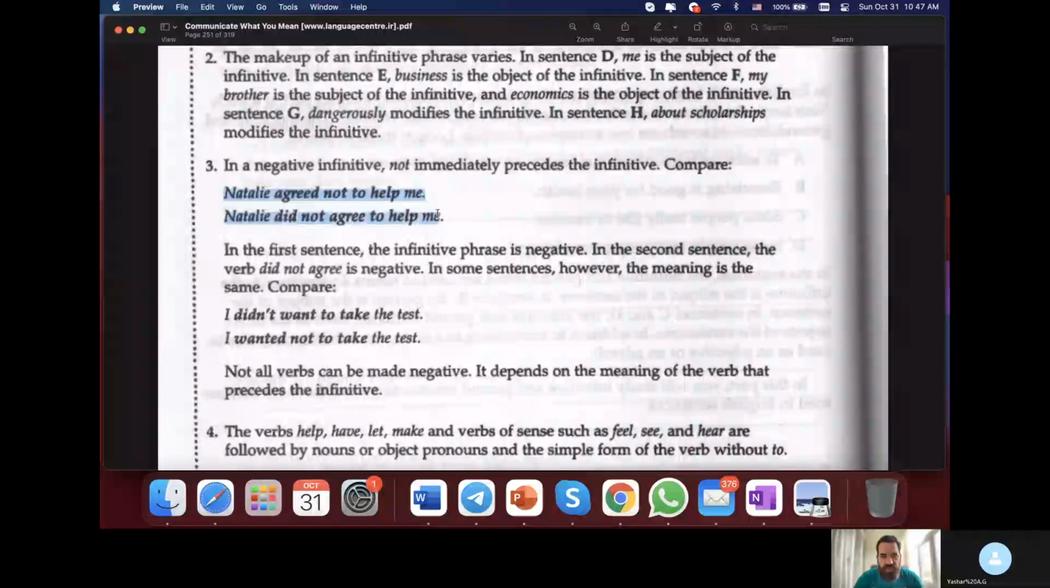I want you to read these two sentences and tell me the difference in the meaning. You can say it in Turkish. What is the difference? "Agreed not to" and "did not agree." I don't know. Then here you say "Natalia agreed." This sentence is positive structure. It means she agreed, then not to help me. But "did not agree," she does not agree to help me. Yes, this is negative.